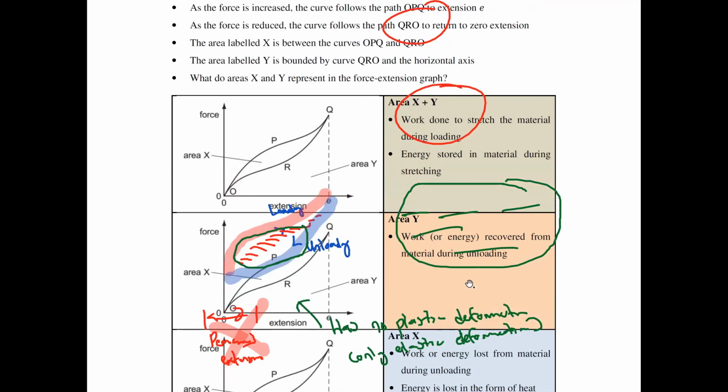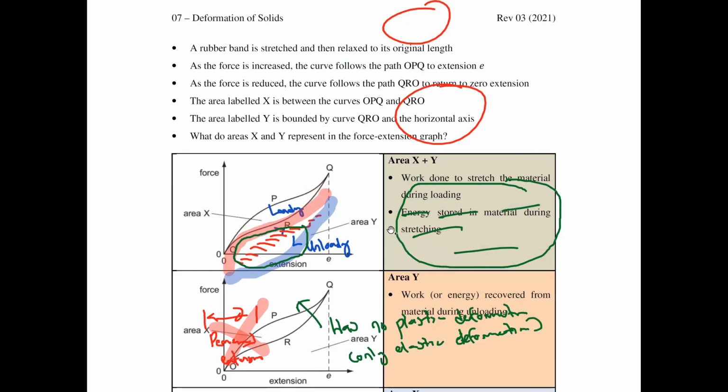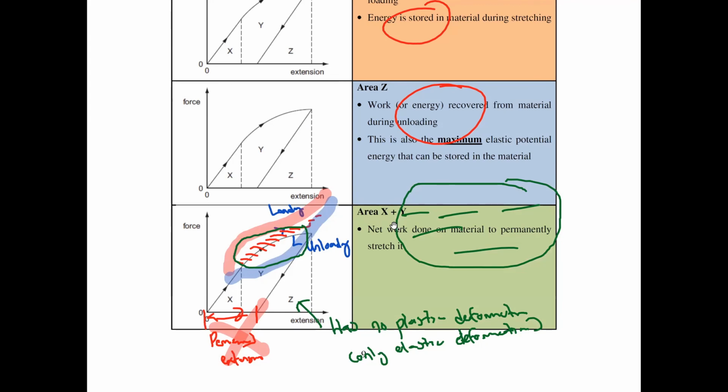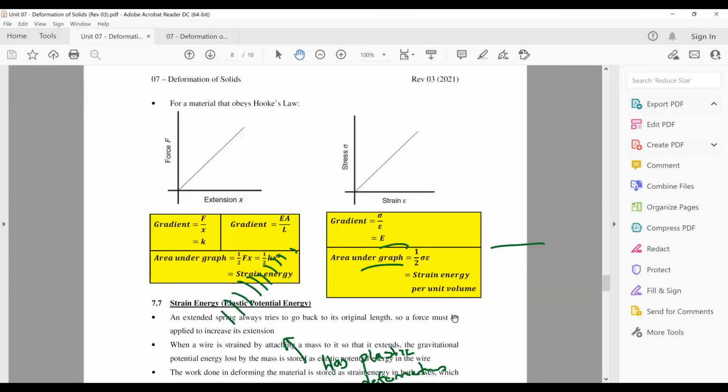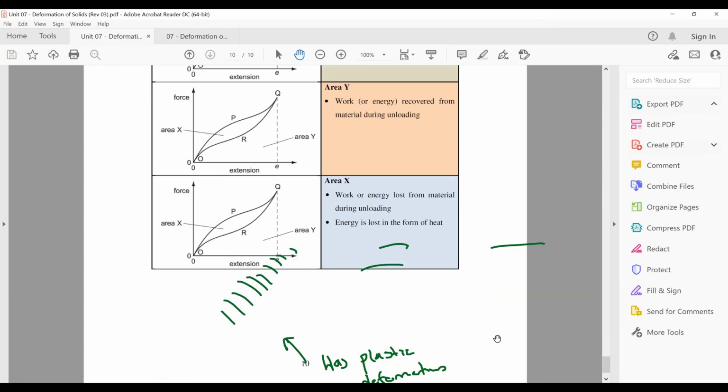In the previous example, this one also represents something, but it's not energy loss as heat. It's the net work done to permanently stretch the material. So this material has plastic deformation. Right, so this is everything that you need to know for deformation of solids.